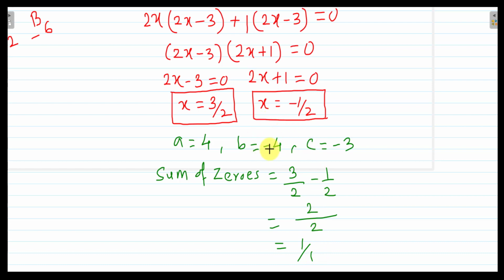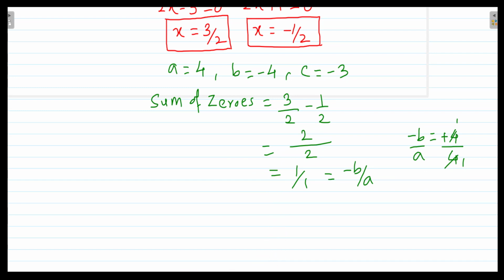Now see here, B is minus 4, and minus B will be 4. And A is 4. So minus B upon A will be equal to 4 upon 4, and 4 ones are 4, so it will be 1 upon 1, which is equal to minus B upon A. So the sum of the zeros is equal to minus the coefficient of x upon the coefficient of x square. Now let us move further. We will see the product of the zeros.